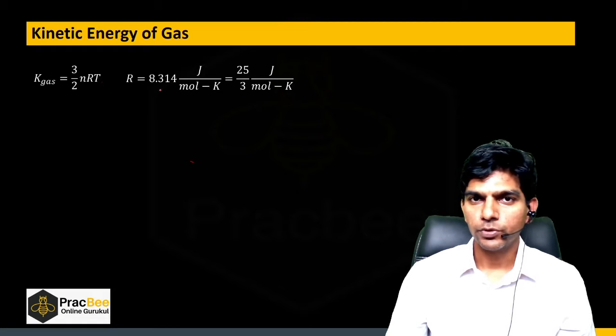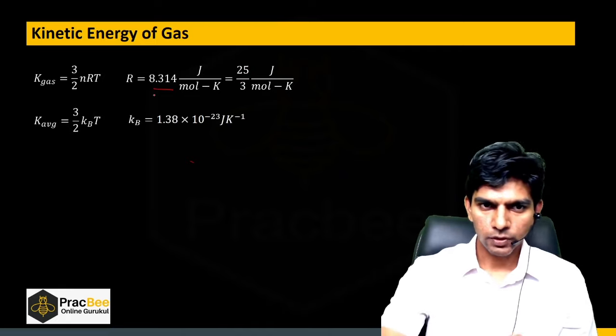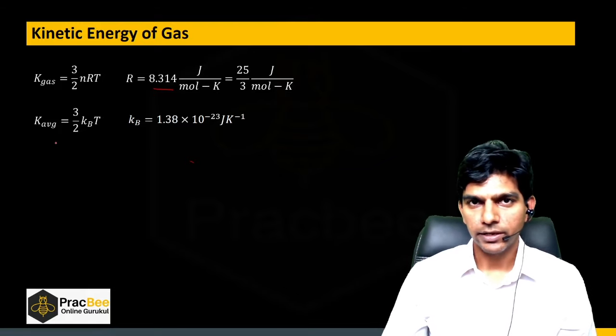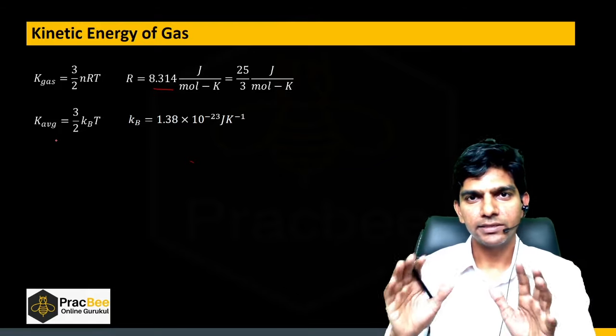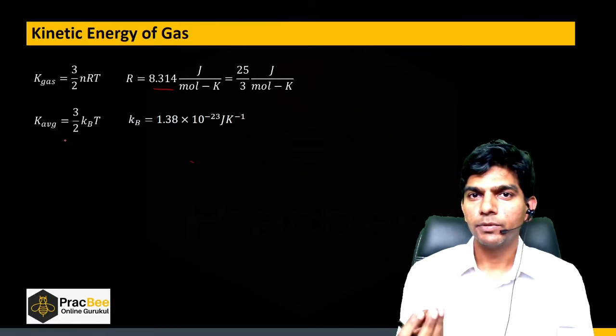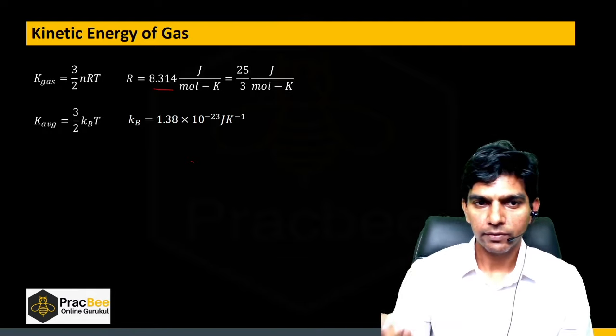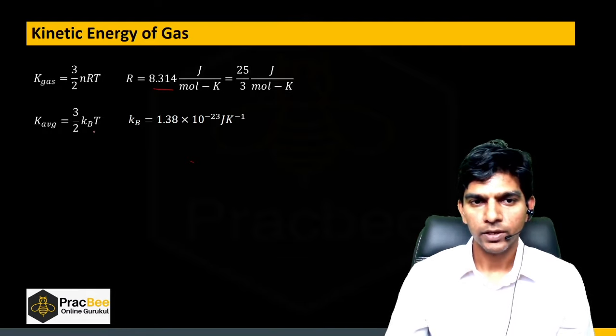So the R value is 8.314, and we can also write this as 25 by 3 for easy calculation. And there is one more thing, which is known as the average kinetic energy. The kinetic energy of the gas is the kinetic energy of the entire gas, and average means if you're talking about one molecule. So the kinetic energy of one molecule on an average will be 3 by 2 kBT.